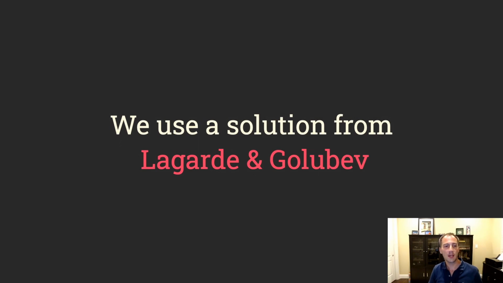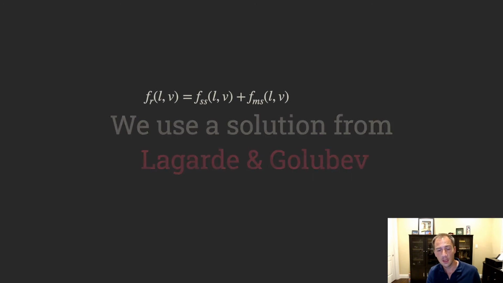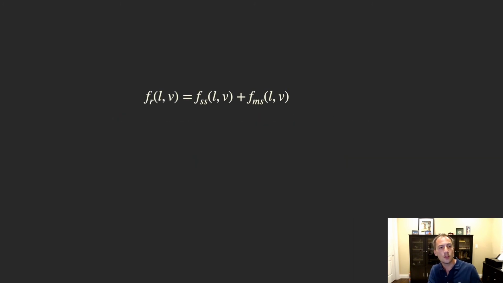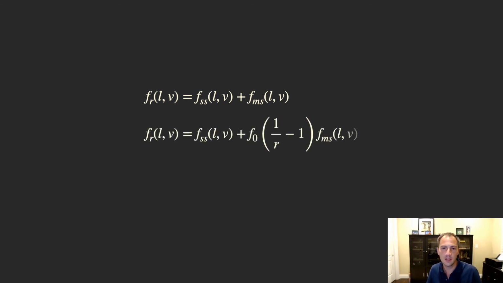We use a solution from Lagarde and Golubev from Unity that they presented at SIGGRAPH 2018. That solution goes like this. You have a single scattering lobe, which is your typical BRDF, and you just add a second multiple scattering lobe. The key insight they had was that the multi-scatter lobe is just a scaled version of the single scattering lobe. The term R that shows up in this equation happens to be something we compute in the DFG lookup table for image-based lighting anyway. It's the integration of the distribution function and the visibility term over the hemisphere.